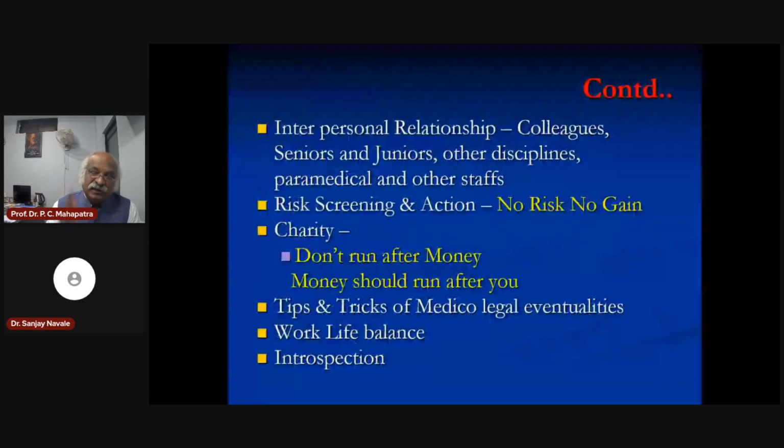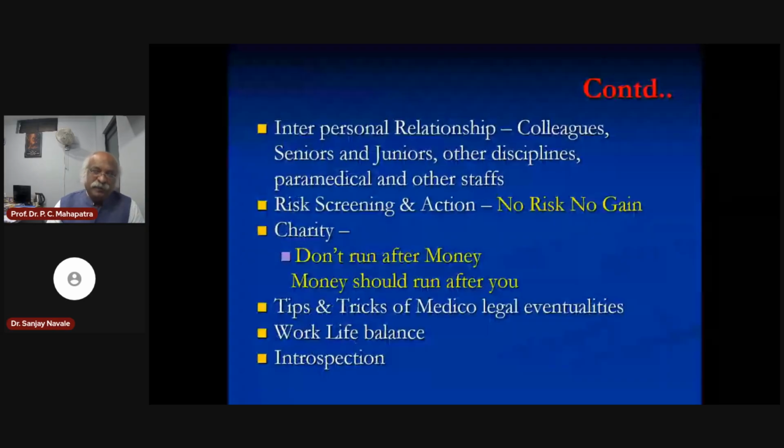I've already told you about the different C's and tech for that. Tips and tricks. And remember, again I'm telling you, if you don't have a malafide intention, God is going to help you. Forget about all these medicolegal cases. You are being saved. God is above you for that. And you have a personal life as well as a professional life also.